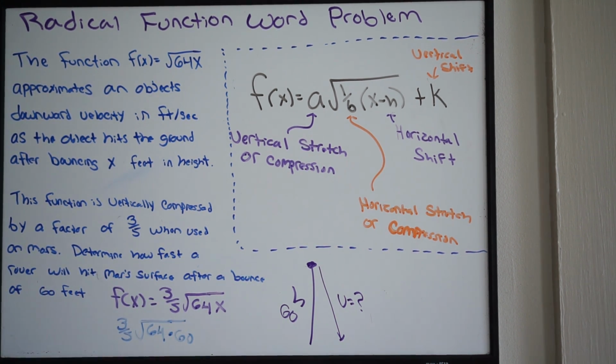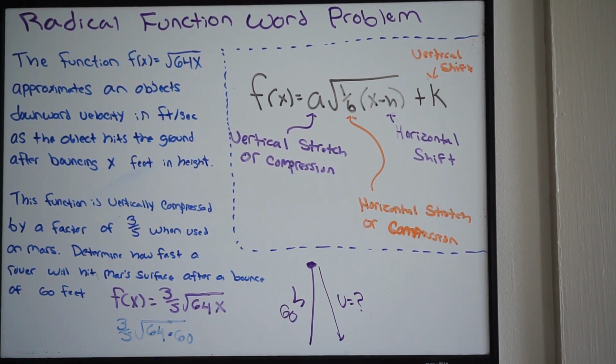All right, so let's determine what this is going to be so we can use our calculator here. We'll do the square root of 64 times 60, times 3/5. All right, and you're going to get about 37.2.